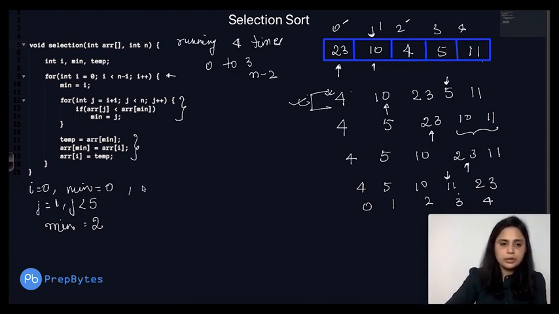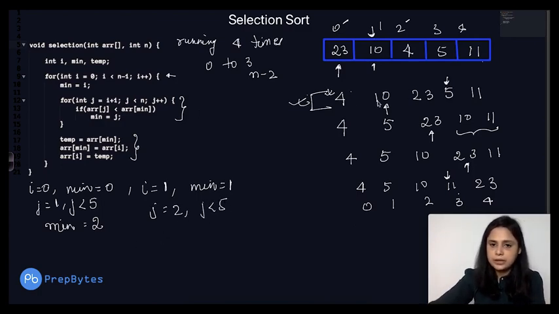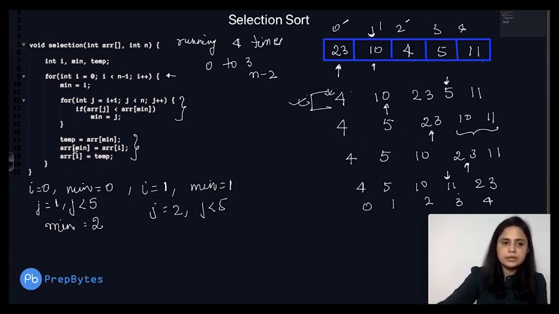So this is how, for I equal to 0 and a complete iteration of j, my array looks like this. Now I'll increment I to 1, and keep my min equal to 1. Then my j will go till j less than 5. The same thing will happen, and again I will find the minimum index and swap it. This is what happens in each and every iteration, and eventually my array is sorted. So this is how selection sort works.